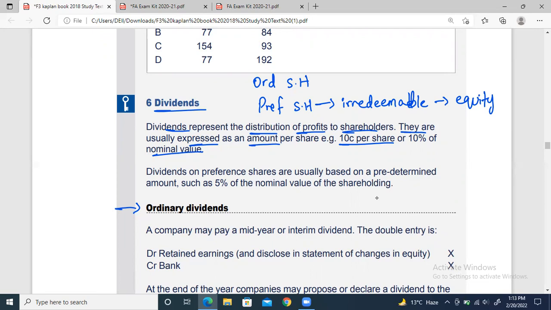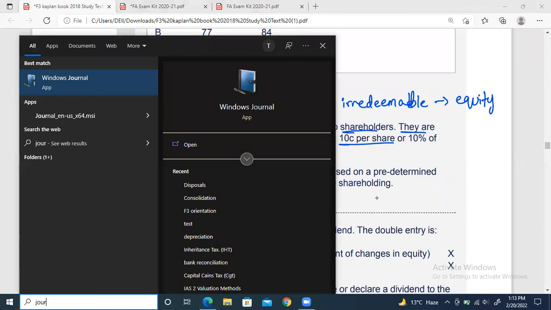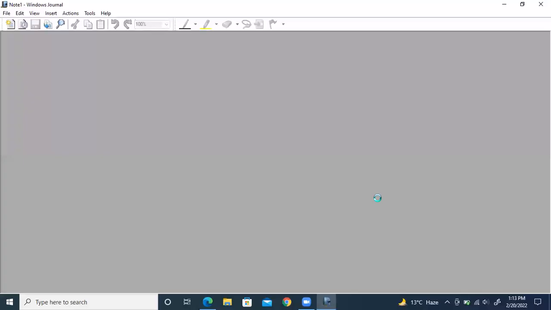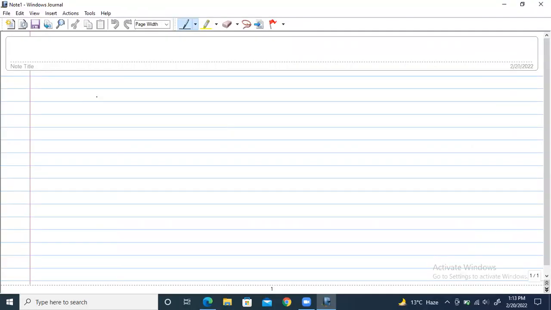Let me explain in the notes as well. Let's discuss this concept. I talked about two things: ordinary shareholders and irredeemable preference shareholders. These two are treated as equity. These are the only ones.